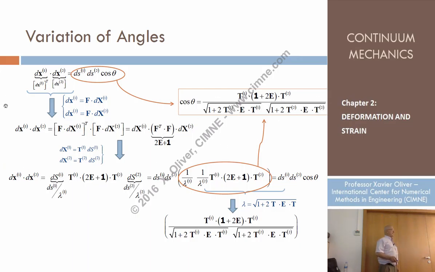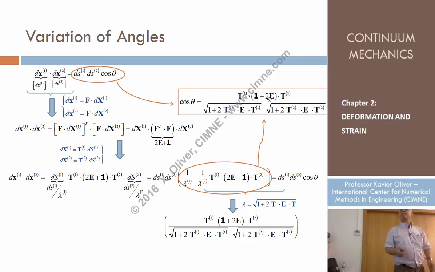You see? So, interesting. Where is the information of these angles? For every direction, because this can be done for any two directions. Where is the information? In here. So again, I can say that the strain tensor, the material strain tensor in this case, contains information not only on the variations of the distances, but also on the variations of the angle.